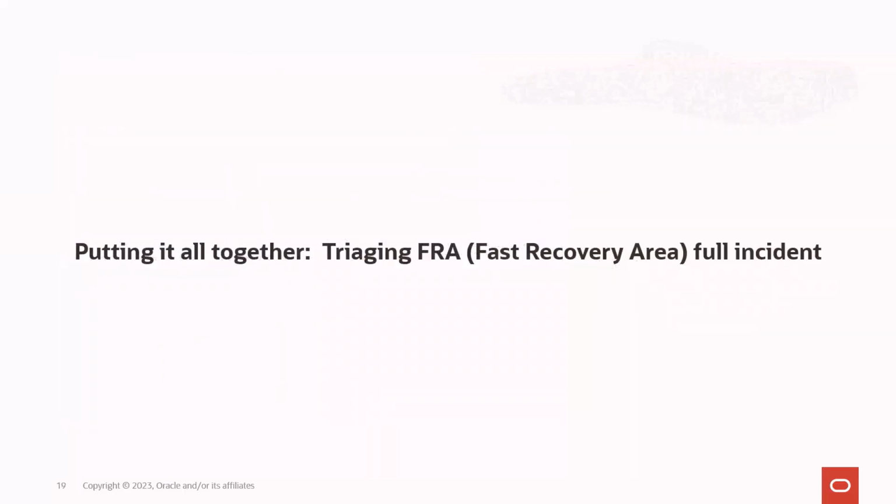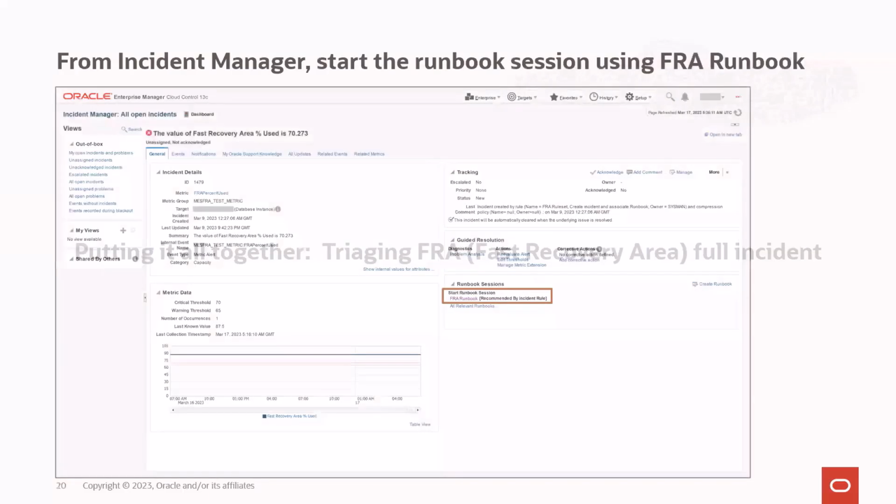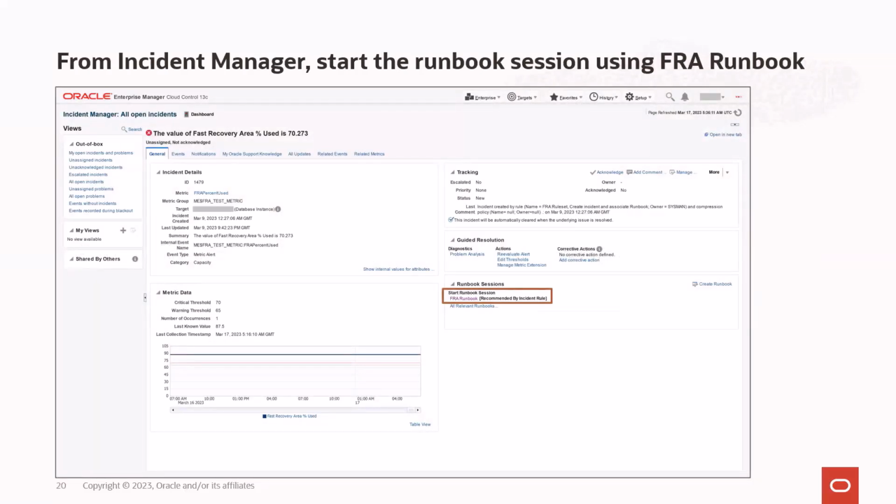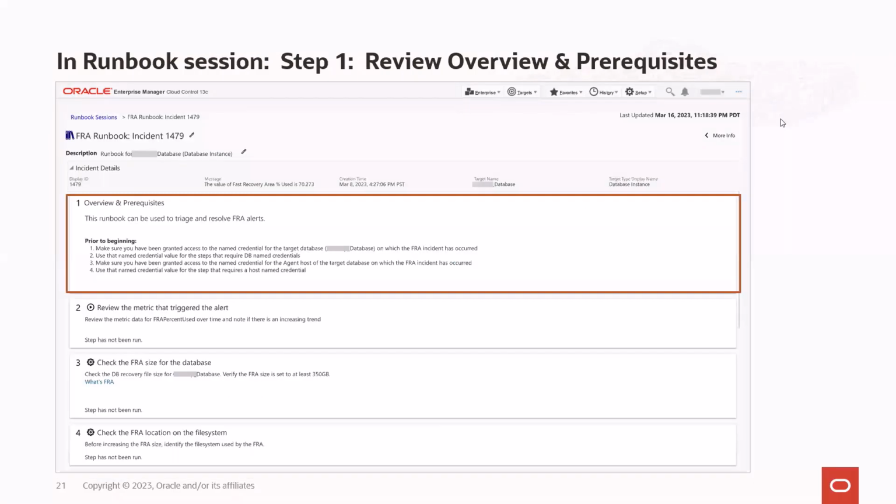Now let's see how runbooks can be used. In our example, we have created a runbook to triage and resolve an FRA, Fast Recovery Area, Full incident. We start off with an incident indicating that the FRA is full. In Incident Manager, we can start a runbook session and use the recommended FRA runbook.